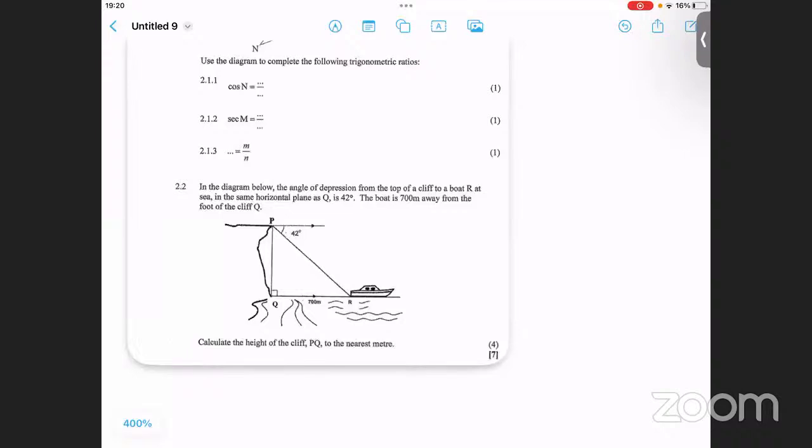Okay, so we are now on the next question, being 2.2. Quickly work it out, and then from there, we will also discuss that one.